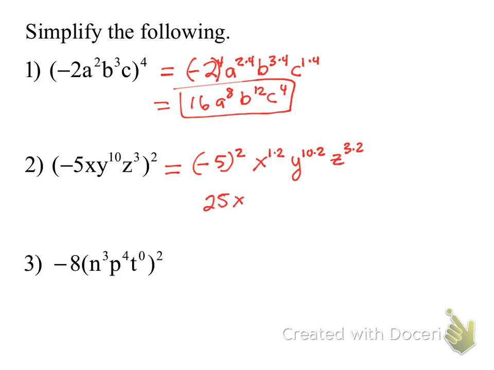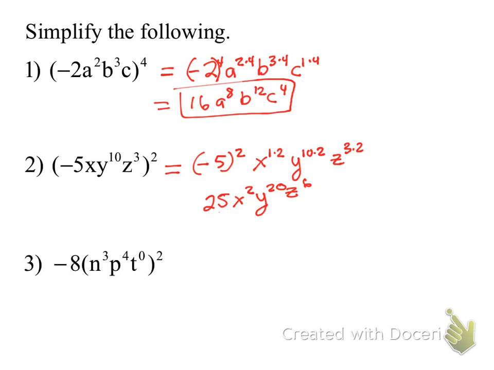25 x squared times y to the 20th power times z to the 6th power. Right. We don't even need to say all that. All we can say is 25 x squared y 20th z to the 6th. Good. Next one. Don't all volunteer at once.